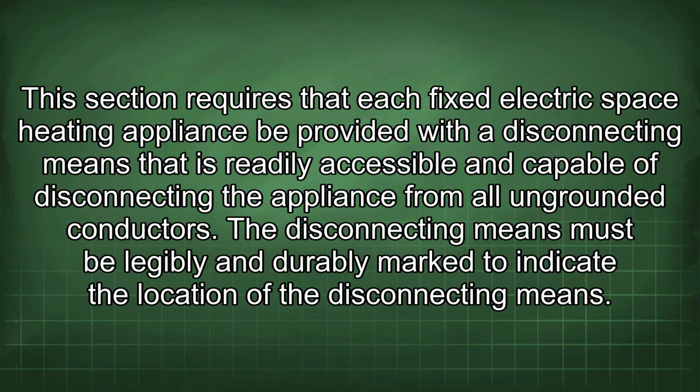This section requires that each fixed electric space heating appliance be provided with a disconnecting means that is readily accessible and capable of disconnecting the appliance from all ungrounded conductors. The disconnecting means must be legibly and durably marked to indicate the location of the disconnecting means.